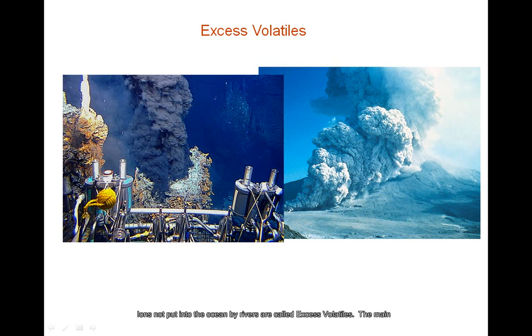Ions not put into the ocean by rivers are called excess volatiles. And the main processes adding these ions to the ocean are hydrothermal vents. Remember, the color of this fluid comes from the huge amount of minerals dissolved into it. And also the fallout of ash and dust from volcanic eruptions.